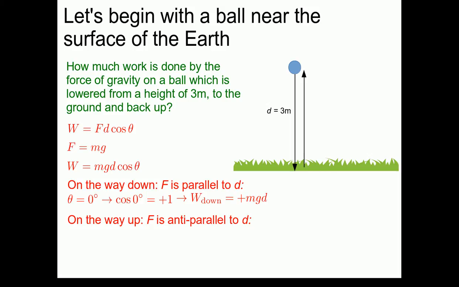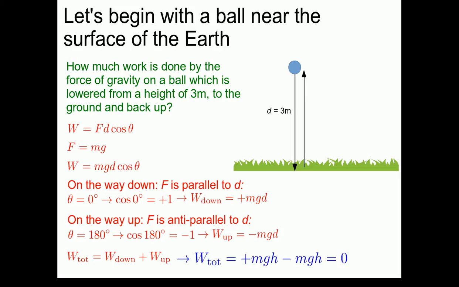On the way up, however, the force is down and the displacement is up. So the force and the displacement are anti-parallel, or the angle between them is 180 degrees. Now the cosine of 180 degrees is negative 1. And so the work done by gravity as the ball travels back up is negative mgd. The total work done by gravity on the entire loop is the sum of the work done on the way down plus the work done on the way back up, which in this particular case is equal to 0.